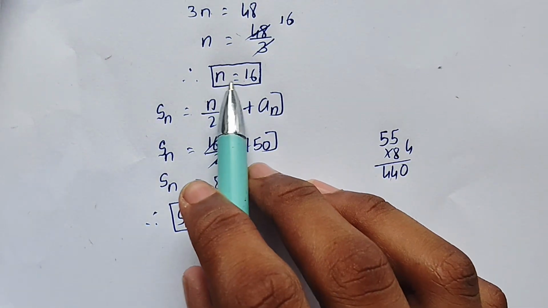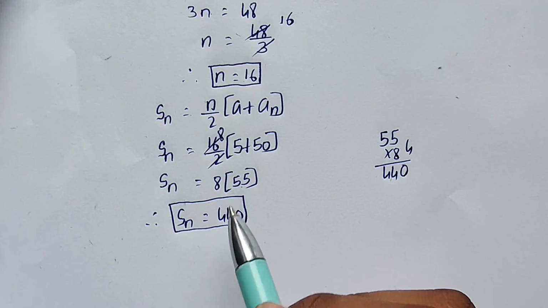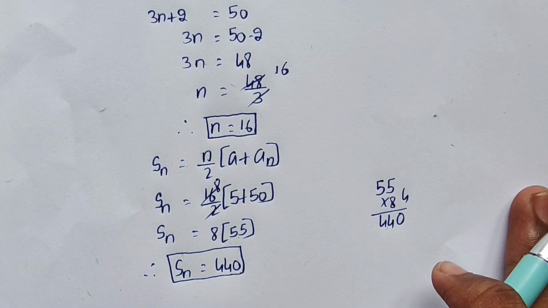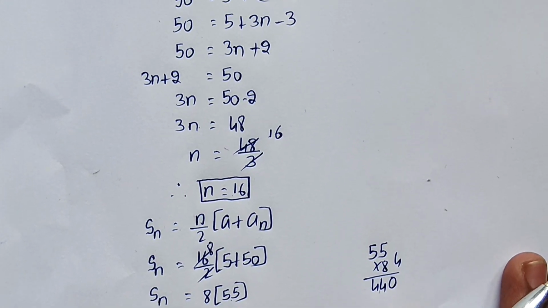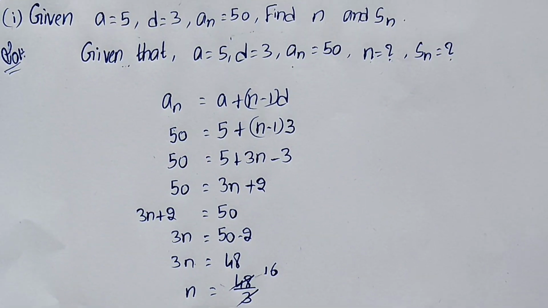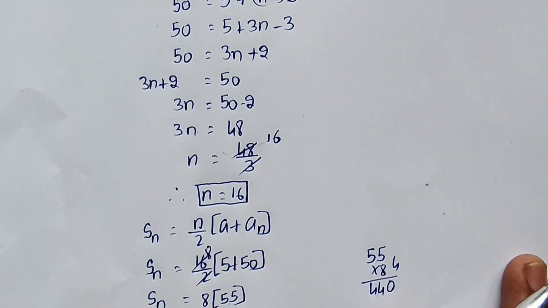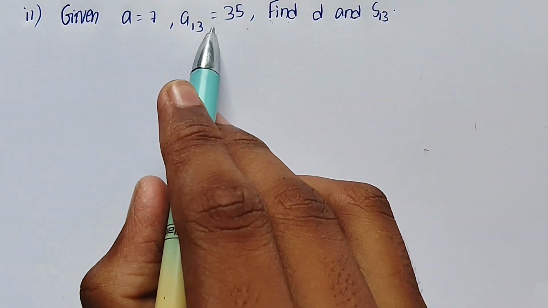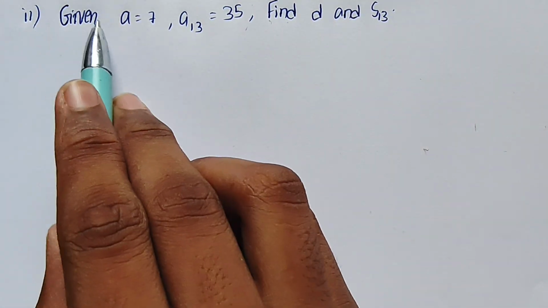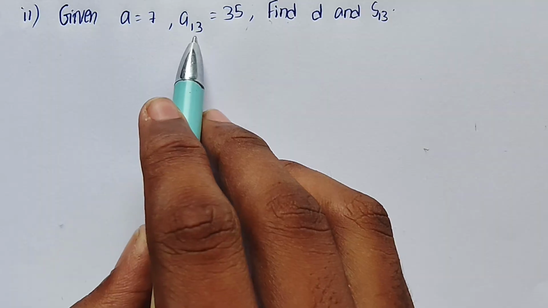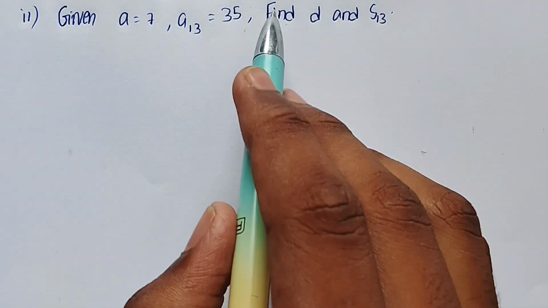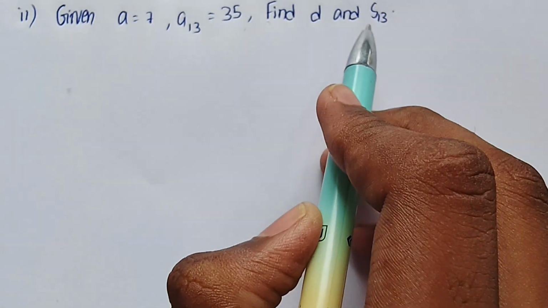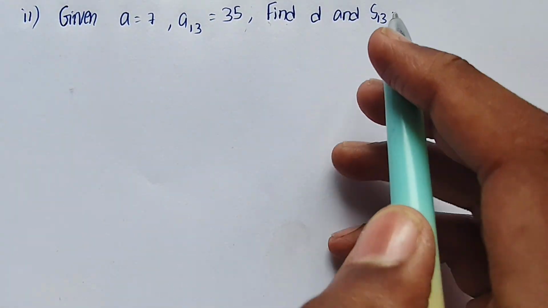So we got the value of n and S_n, the sum of n terms, that he asked in the question, meaning we have completed the first sub-question. Now let's go to the second sub-question. This is the second question in this problem. The question is given a = 7, a_13, meaning the 13th term, is 35, and we have to find the value of d, the common difference, and S_13, the sum of 13 terms. So let us solve.